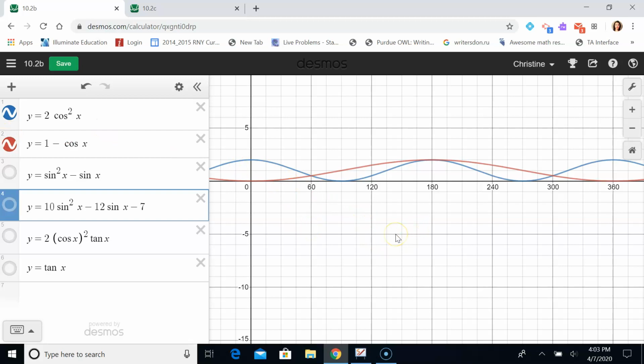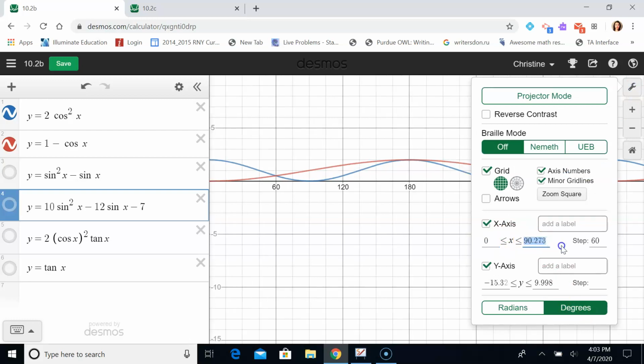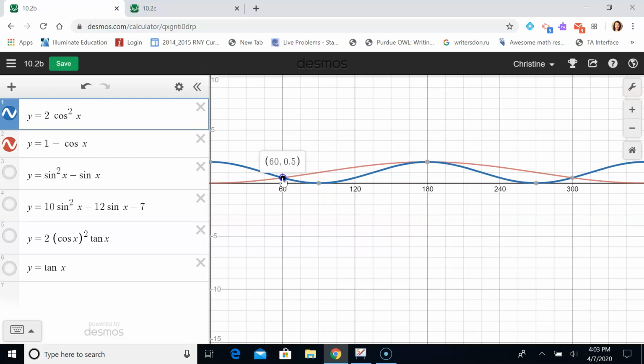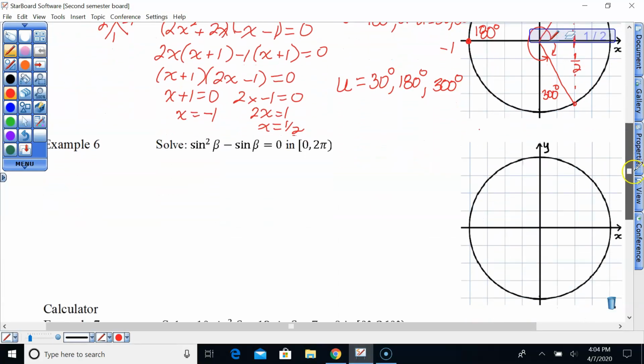And you'll notice that I have my Desmos set here in degrees, and I have my x-axis just go from 0 to 360. And then we'll just look for the intersections of the two curves there. So 60 degrees, 180 degrees, and 300 degrees. So that's verification that our factoring was correct. Okay, back to what we are doing. Let's take a look at the next equation.